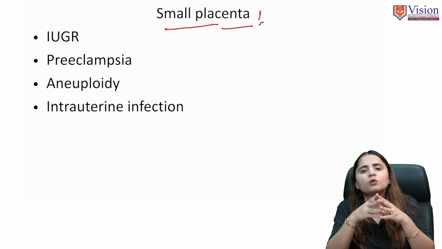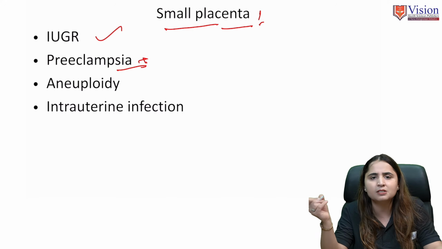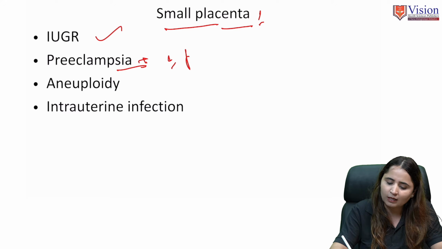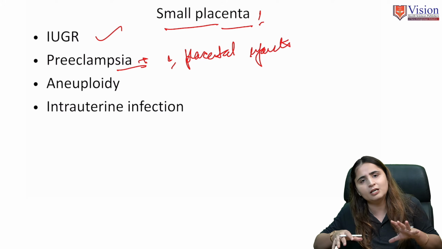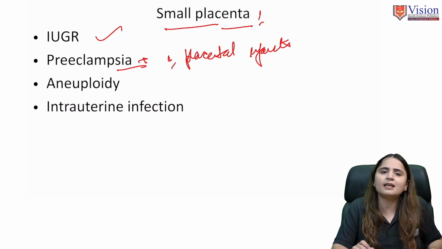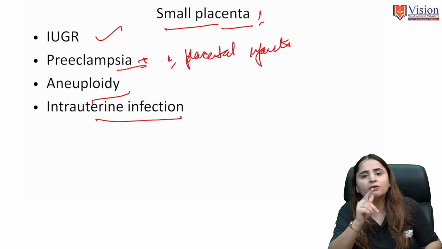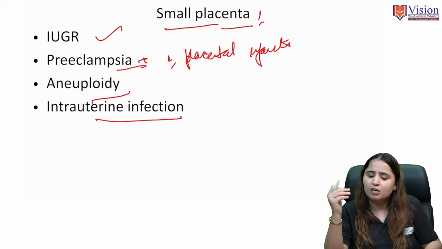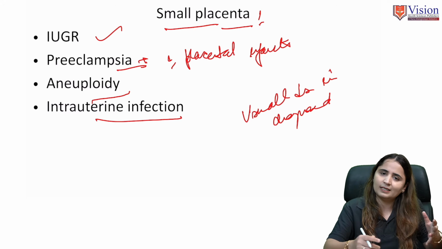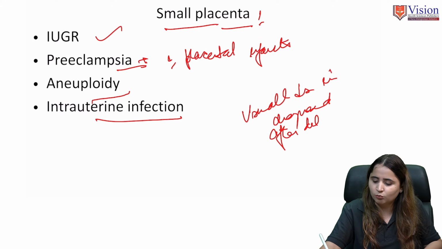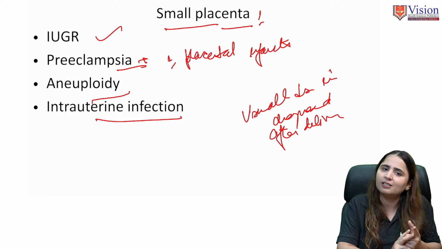So there are some conditions in which the placenta becomes small in size, like in the IUGR or in the preeclampsia. Like there is preeclampsia, an increase in the blood pressure, which will lead to the placental infarct. So placental infarct, अच्छे से blood supply नहीं गई, so it will lead to decrease in the size of the placenta. Then there is aneuploidy, like any kind of trisomy in the child, or intrauterine infection. So all these conditions will lead to the decrease in the size of the placenta. So usually the decrease in the size is diagnosed after delivery. जब हम placenta को बाहर निकालते हैं, then we come to know that, oh, the size of placenta was smaller. So this was the first abnormality related to the size.